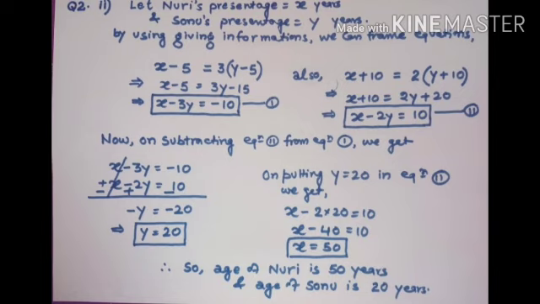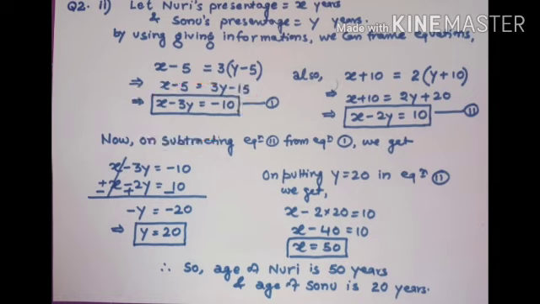Now by using the given information, we can frame equations. As we know, the present age of Nuri is x years, so 5 years ago her age was x minus 5, and of Sonu it was y minus 5, and we can frame the equation like this: x minus 5 equal to 3 into y minus 5, as it is given that 5 years ago the age of Nuri was thrice the age of Sonu. Finally on solving we get the first equation, that is x minus 3y equal to minus 10.